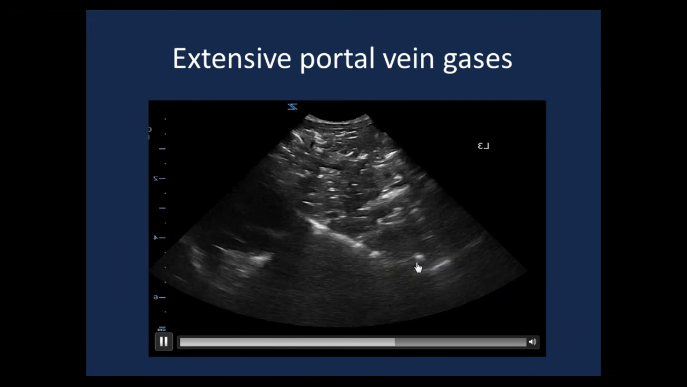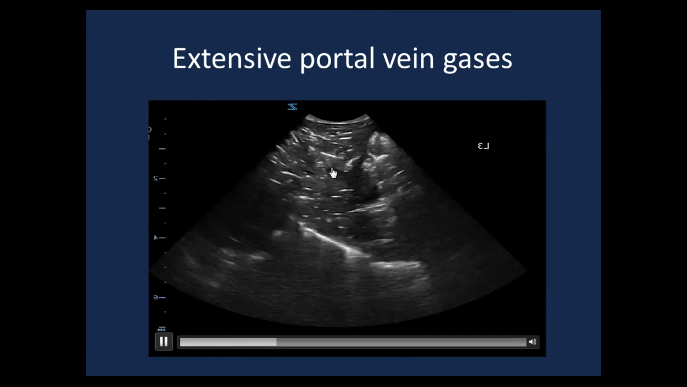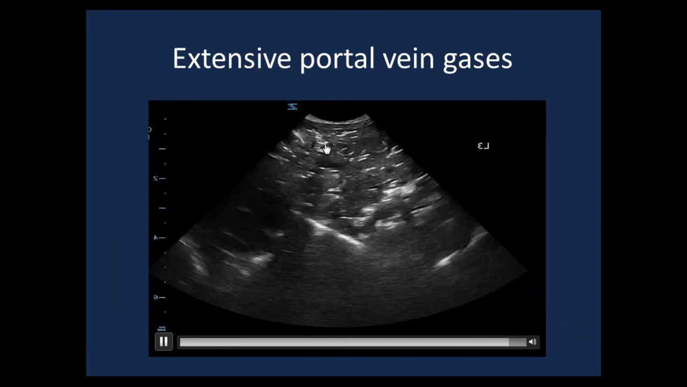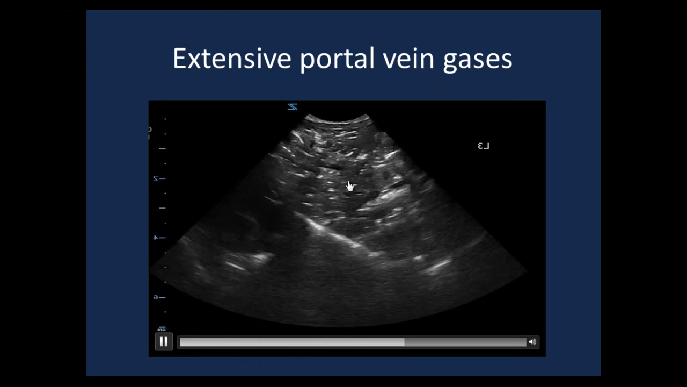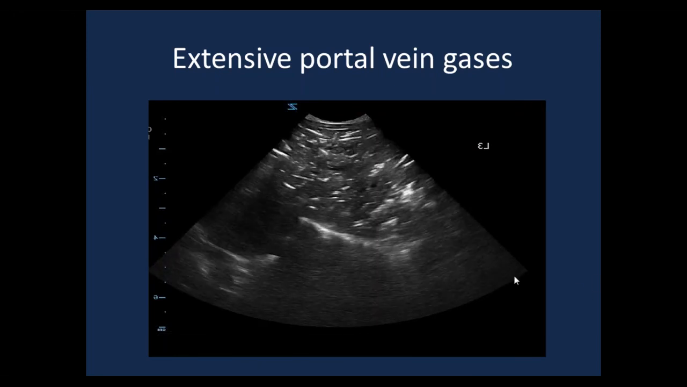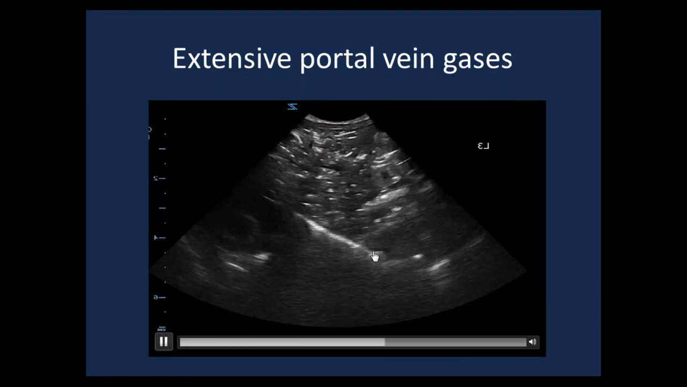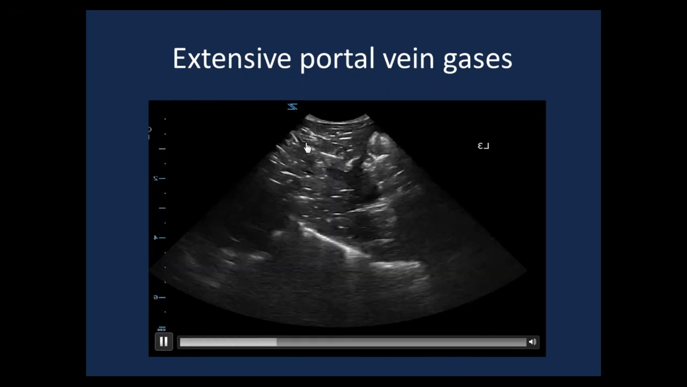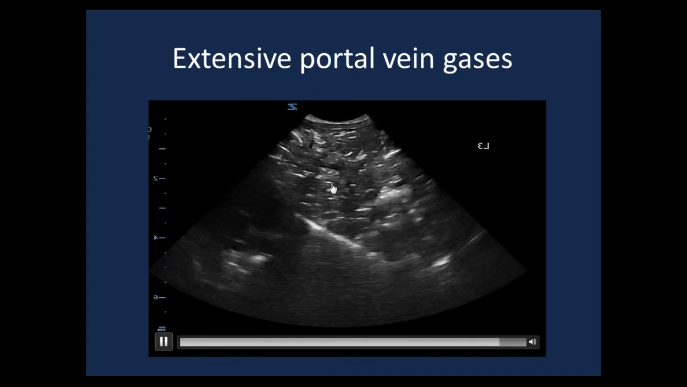On the echocardiography, we noticed that the liver is full of air. You can see the portal venous gas, in the portal veins, there are gas bubbles moving everywhere in the liver. So there's the liver surface and the diaphragm, and you can see the bubbles moving inside the portal veins.